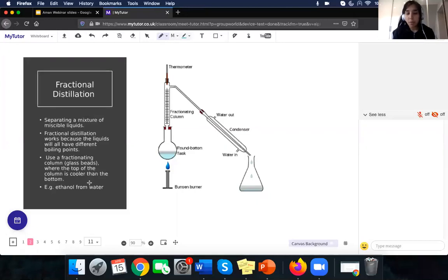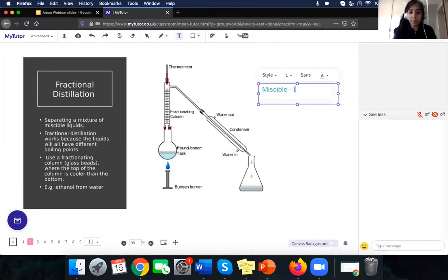And what does miscible mean? It means that the liquids dissolve in one another. So for example, if you imagine you add oil to water, we know that the oil will form a layer on that water, so they are not miscible. They don't dissolve within one another. But ethanol and water, if we add those together, they do dissolve. So that means we can separate them using fractional distillation. Someone's asking, can you write that definition down? Yes, of course. So miscible just means that the liquids can dissolve within one another.